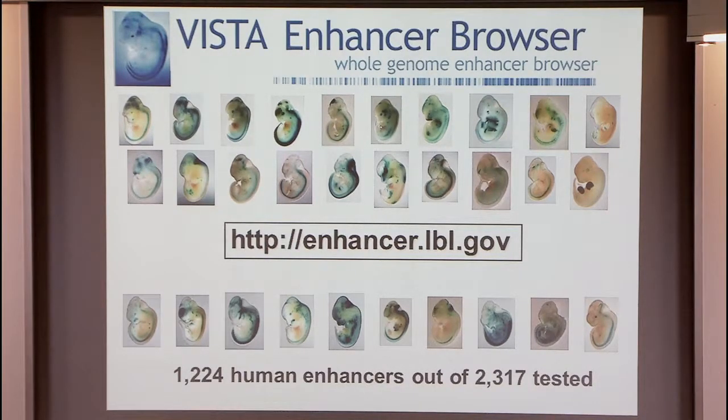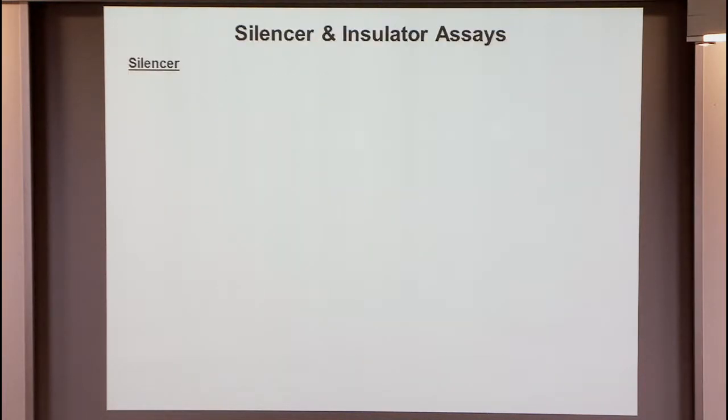Just to illustrate, though, how not high throughput this is, it took them about 11 years to test about 2,317 sequences. So it takes a lot of time, and if you multiply it times about, let's say, $3,000 for each one, it's quite expensive also. So again, it's not a high throughput way, but it's a great way to really see where things are expressed in a mammalian organism.